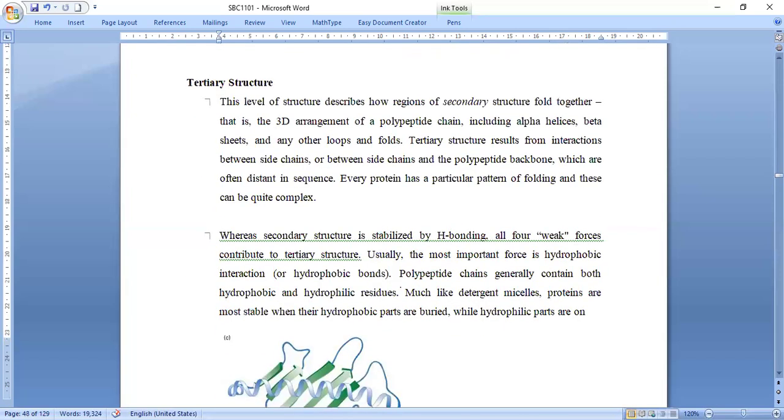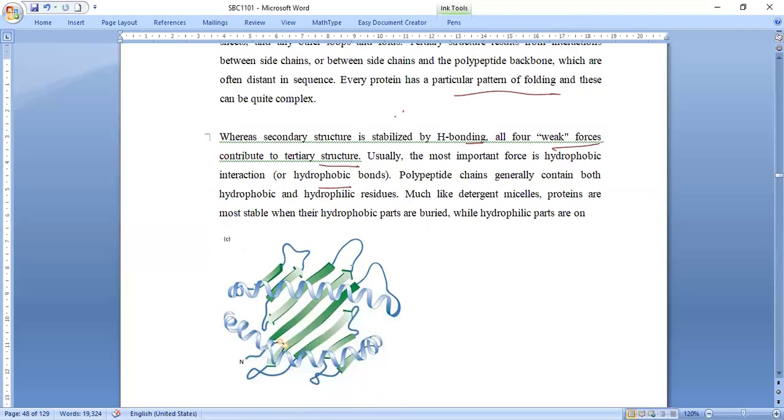Okay, coming to the tertiary structure, this is a 3D, three-dimensional arrangement of the proteins. Here these have a particular pattern of folding, whereas the secondary structure is stabilized by hydrogen bonds, and weak forces contribute to the tertiary structure, which are the hydrophobic interactions and also the electrostatic interactions.